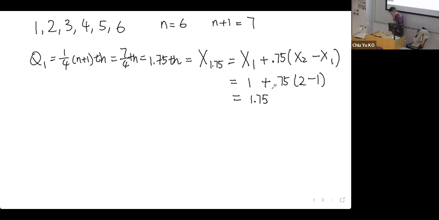Is that clear why we have this one? I'm sorry, I'm a little bit repetitive, but I just want to make sure everyone is right. And for those who get Q1, then you can take a rest.